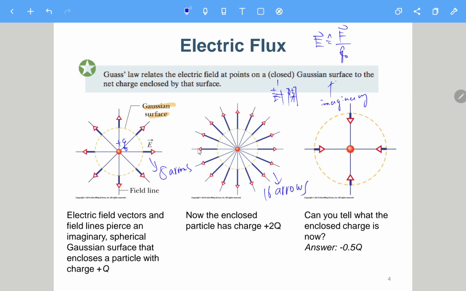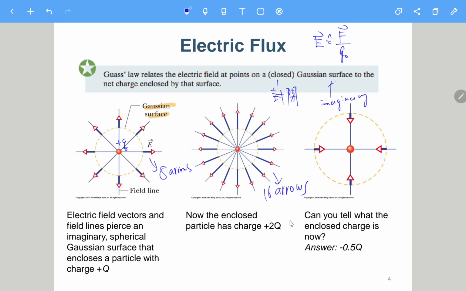For these two, the arrows are going outside, and for this one, we have a charge inside, and there are 4 arrows going inside. So you can imagine the charge should be negative, and this charge is smaller than these two. By observing how many arrows go through the Gaussian surface, we can guess this is plus q, this is plus 2q, this is negative 0.5q.